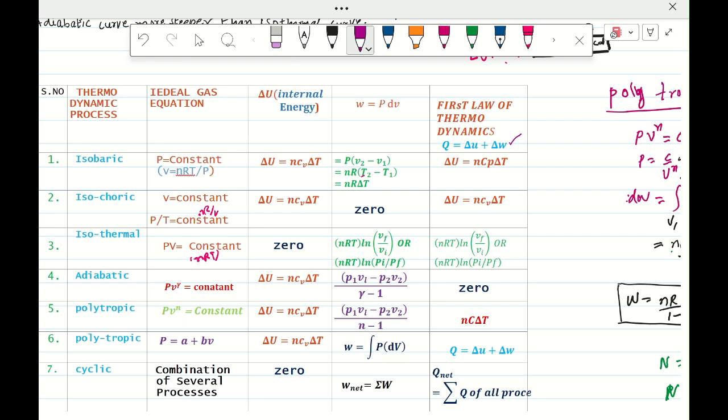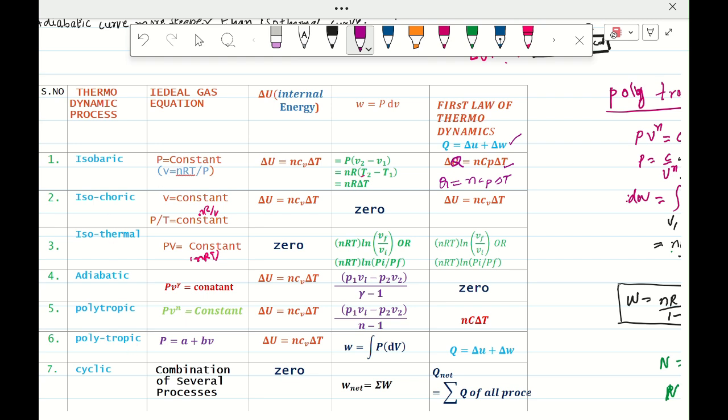In isobaric, the work done is equal to nR delta T, and here Q is equal to nCp delta T. Also I can write dQ is equal to nCp delta T. You can see Q is equal to dU plus dW, nCv delta T plus nR delta T. So Cv plus R, that means Cp, nCp delta T.